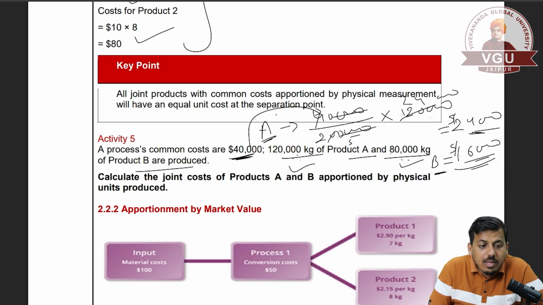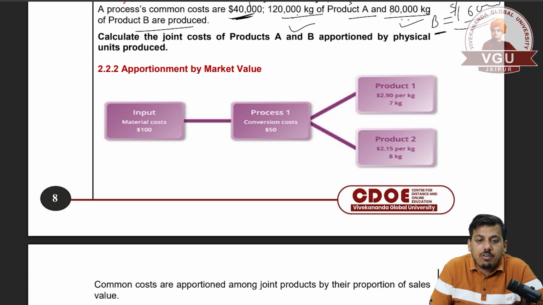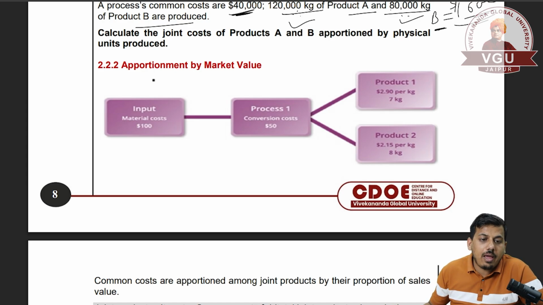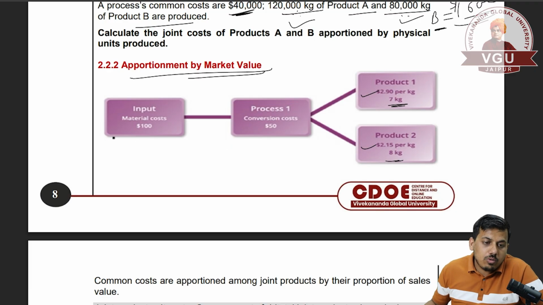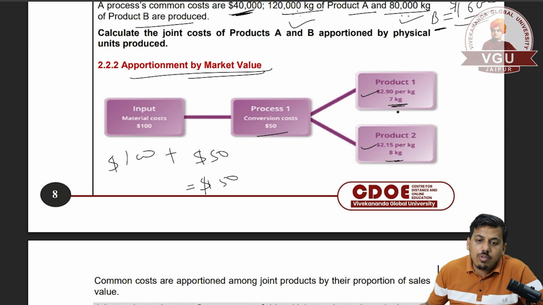Next is apportionment by market value. Now we have been given the output and the market value of the product. Both things are given. The input is $100 and the conversion cost is $50, so our total cost is $150. We have been given the output of 7 kg and 8 kg, and the market value is also given: 2.9 per kg for product 1 and 2.15 per kg for product B.